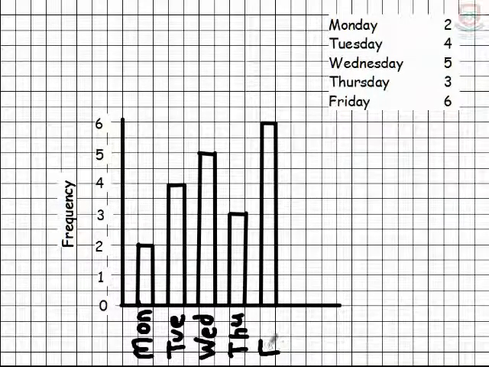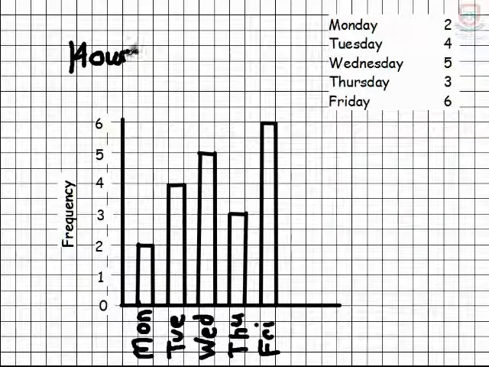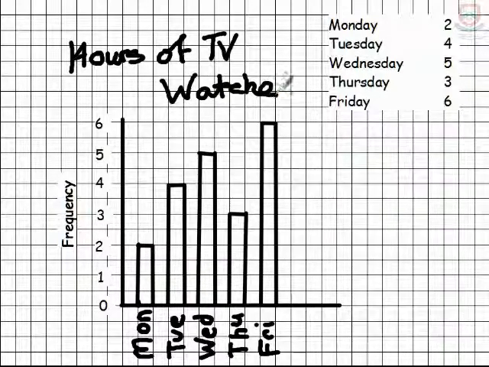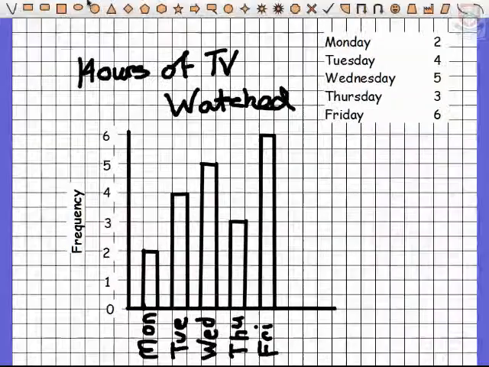In the same way, we also need to make sure that our graph has a title. In this case, we know that the data is showing hours of TV watched, with a title and label of our bars. This would be a fairly accurate bar graph.